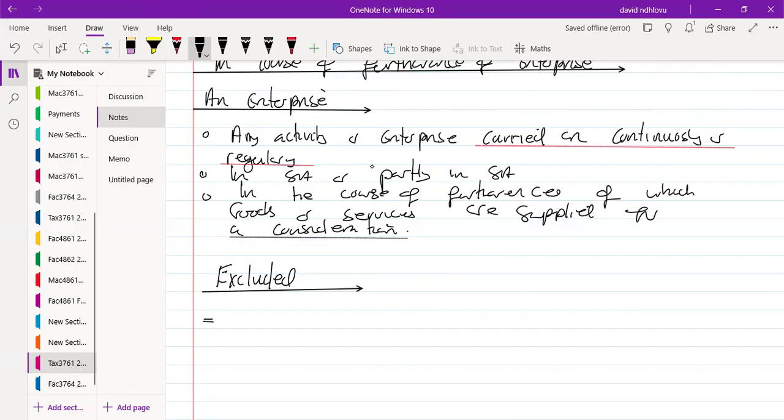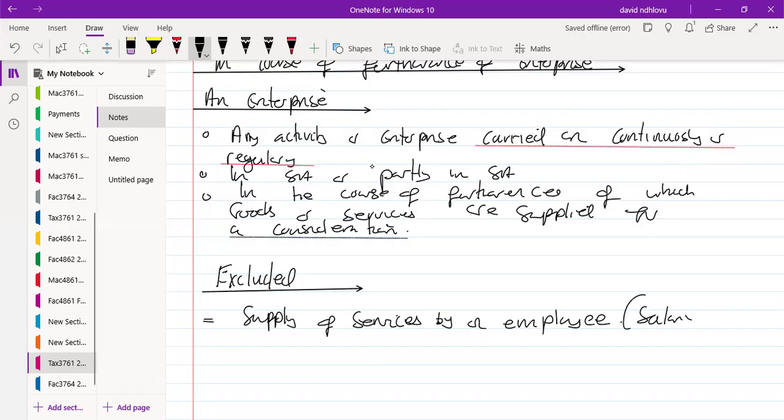Right, supply of services by an employee. Even if done regularly, and the employee does charge a consideration, which is the salary. We are saying supply of a service by an employee does not constitute enterprise by way of the definition, which means therefore that when you earn money from a salary or when a company pays salary, there are no VAT implications. This is particularly important in terms of salaries.